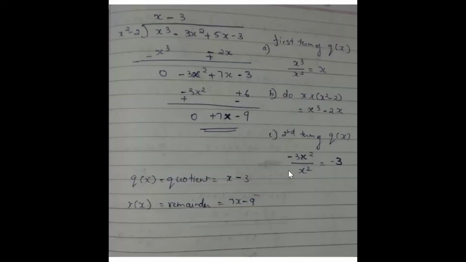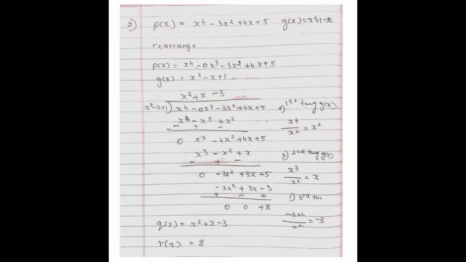As you can see, this is the solution for the first question. When we perform the division, we get the quotient as x minus 3 and the remainder as 7x minus 9. On the right hand side, I have written how I got the quotient terms. First we divide the first term of p of x by the first term of g of x to get the first term of q of x. Then we multiply this with g of x and write it right under p of x. Then we perform the subtraction.